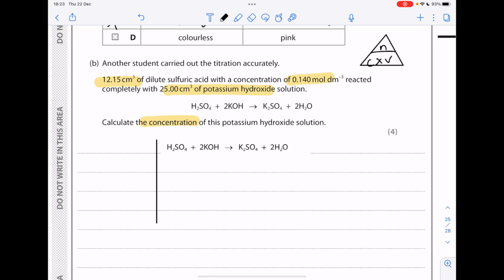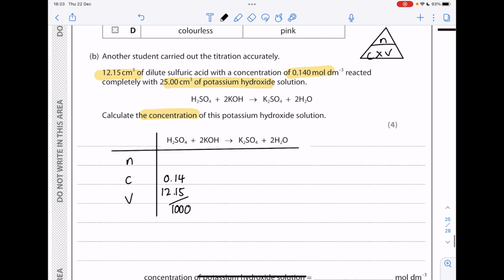So we're going to lay it out using our table again. This time we're having number of moles, concentration and volume. Just make sure you put all of these numbers in the correct place. So our volume of sulfuric acid is 12.15. Just be careful, it needs to be in decimetres cubed, so we need to divide that number by 1,000. We know that its concentration is 0.14 moles. Our volume of potassium hydroxide was 25 centimetres cubed. Again, we need to convert that to decimetres cubed. We're being asked to find the concentration of potassium hydroxide solution.